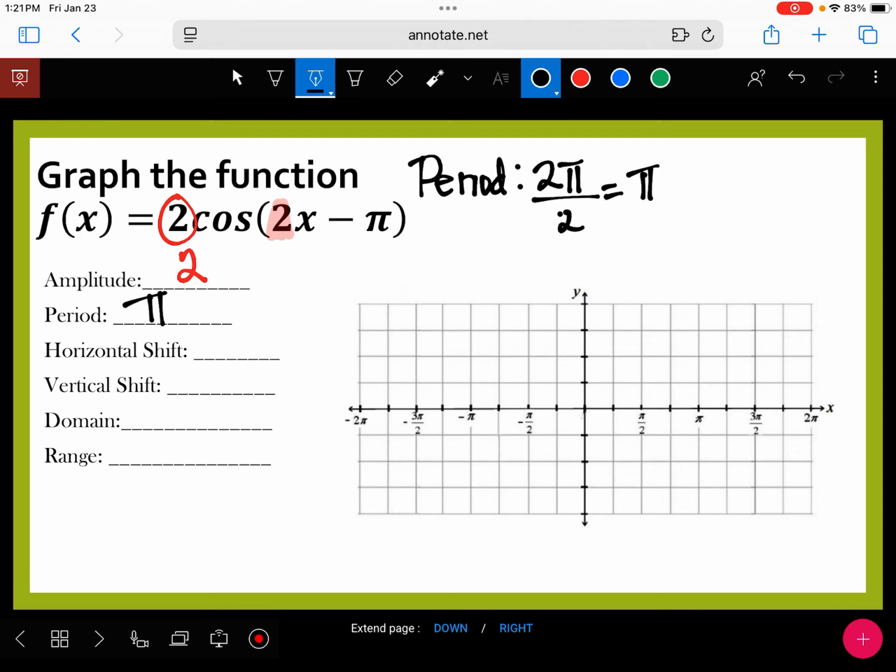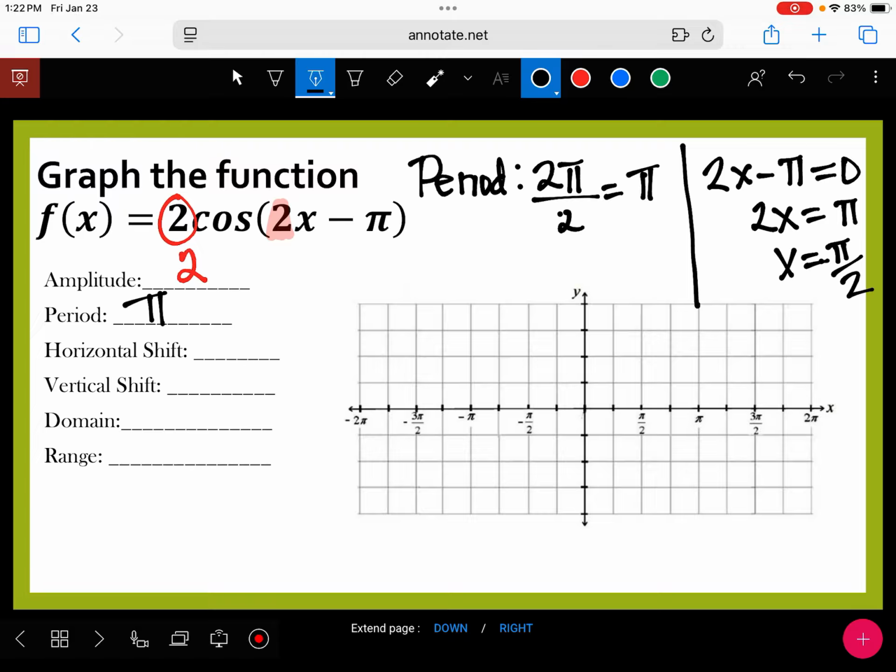Horizontal shift. Let's find that by setting our parentheses equal to 0. So this is why I said you can't just flip the sign. This is a 2-step equation. The first thing I'm going to do is add pi. The second thing I'm going to do is divide by 2. So I'm going to start at positive pi over 2, which means I'm going right pi over 2. It's invisible, but there is a 0 back here, which means we don't have a vertical shift.